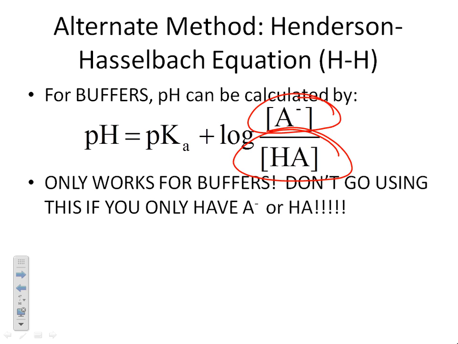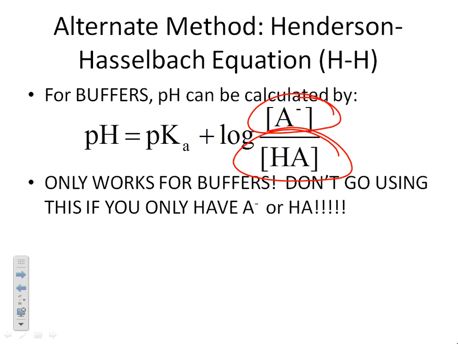This does not work on Ksp. No, you can't do it. And we're not going to use this for Kc. This is for buffers. So you've got a weak acid and its conjugate base. You must have them both together, and then you can use the Henderson-Hasselbalch equation.